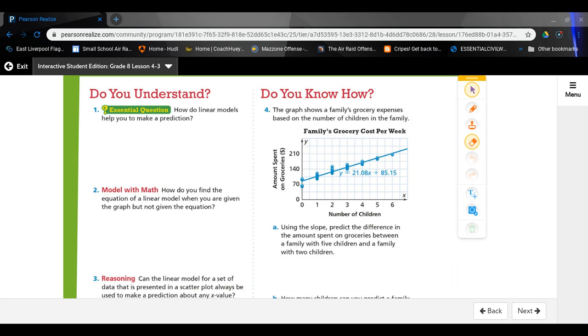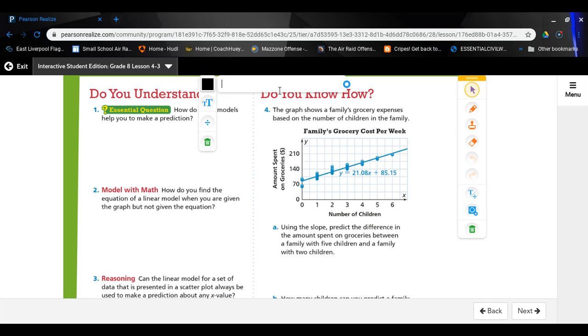Time on the "Do You Know" and "Do You Understand." Number 1, how do linear models help you make a prediction? Again, we can find these answers at the top of the page. I'll go ahead and type in a sample response here.